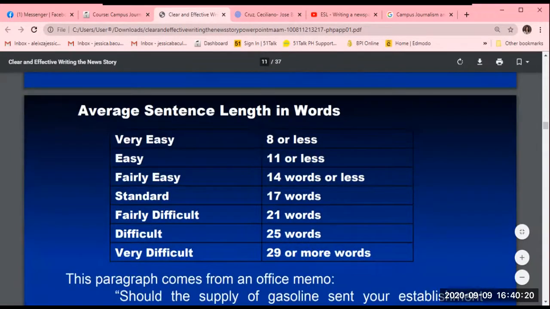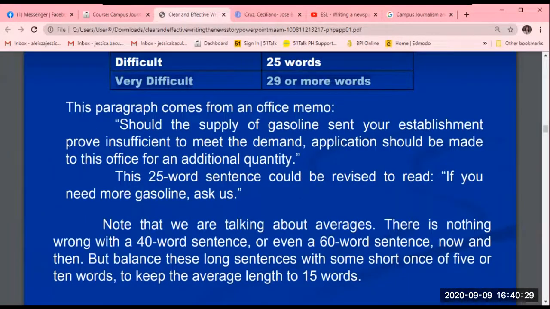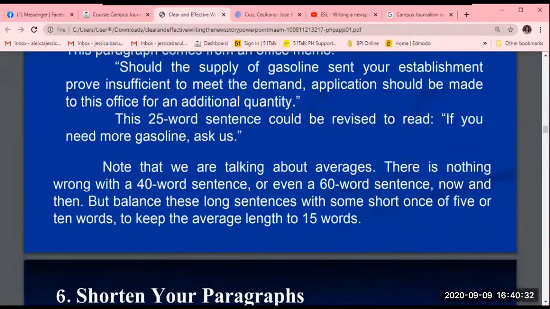So here is the table. Very easy to read are 8 or fewer words in a sentence, and the very difficult ones are 29 or more words in a sentence. Grabe naman yun ng 25, 29.